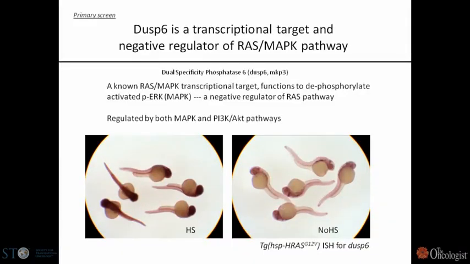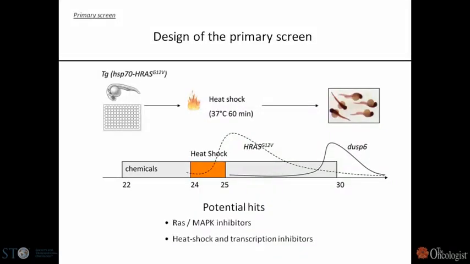So what is DUSP6? It's a transcriptional target, and it's also a negative regulator of the RAS MAP kinase pathway. It's dual specificity phosphatase 6, and it functions to dephosphorylate MAP kinase as a negative regulator. So MAP kinase gets activated, this thing gets activated, it then stops the pathway from working. And so if we take our heat shock fish, and here's no heat shock, but then if we heat them up, you can see all throughout the entire embryo, DUSP6 is transcriptionally activated. So this gives us a model to actually do a screen.